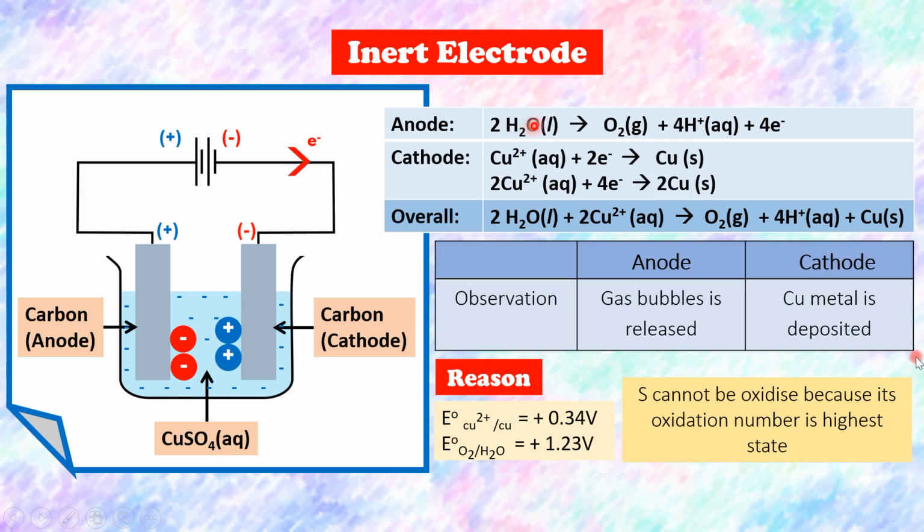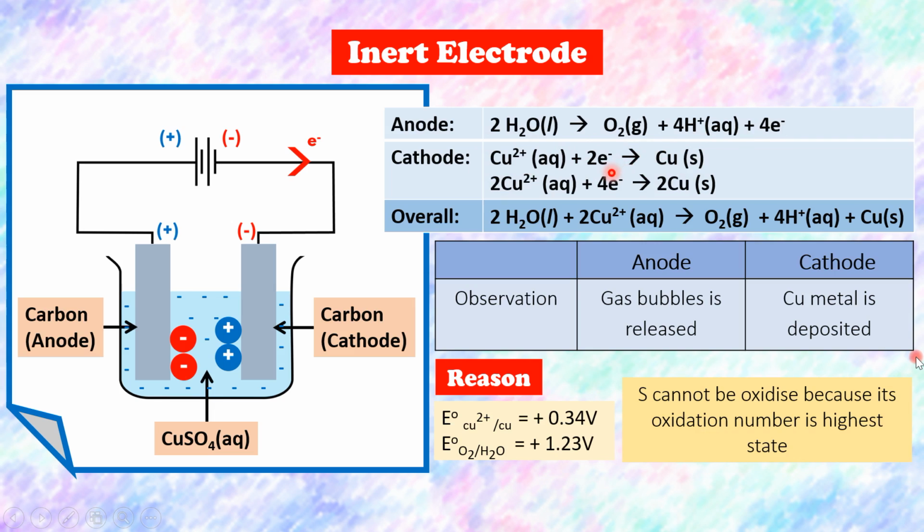At the anode, water undergoes oxidation and produces oxygen gas, 4H plus ion and 4 electrons. Cathode is the negative terminal. Therefore, cations will be attracted to the cathode. Copper 2 plus ion is selected to be discharged at the cathode. At the cathode, copper 2 plus ion undergoes reduction by gaining 2 electrons and produces copper solid.